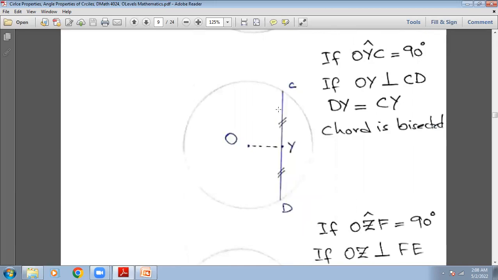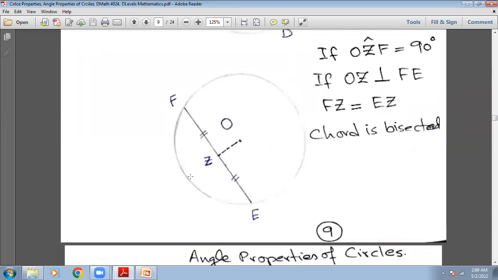So again, here's the same property. For example, this is a chord CD. Here is the center O of the circle, and OY is the line segment from the center. And if this line segment makes a 90-degree angle with the chord, if OY is perpendicular to the chord CD, then the chord will be bisected. It means that DY and YC will be equal to each other. The chord is bisected.